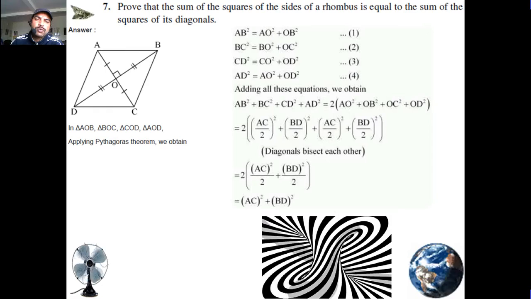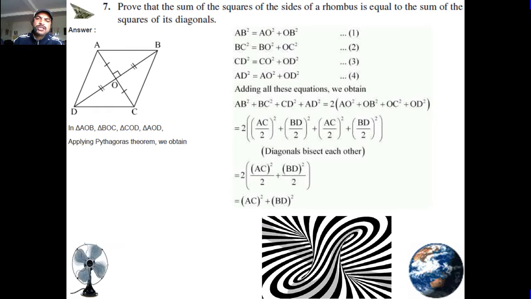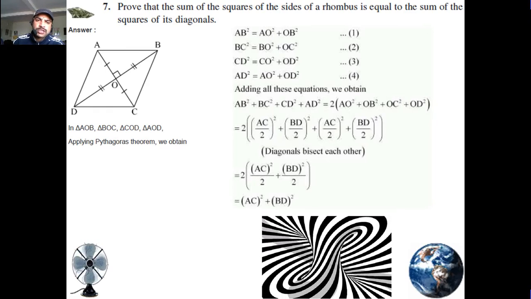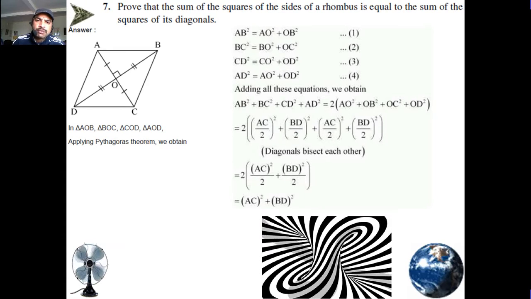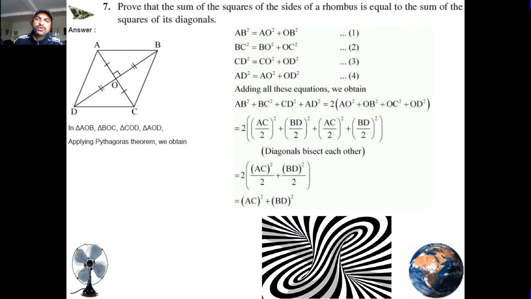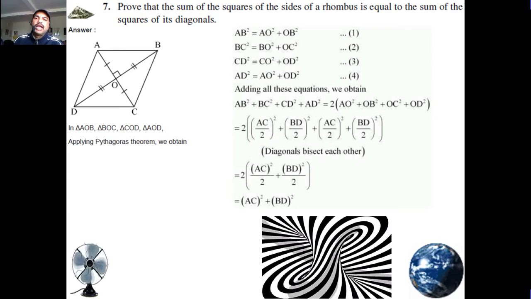So AB square is equal to AO square plus OB square, equation number 1. BC square is equal to BO square plus OC square, equation number 2. CD square is equal to CO square plus OD square, equation number 3. AD square is equal to AO square plus OD square, equation number 4.